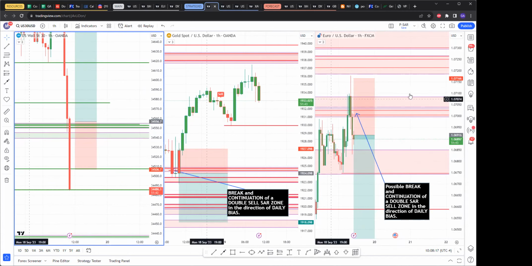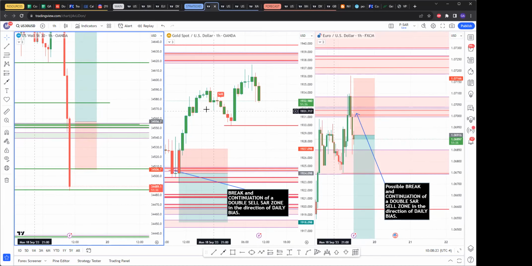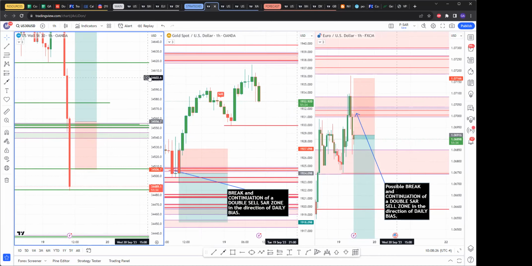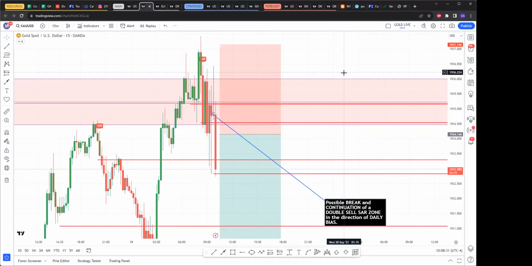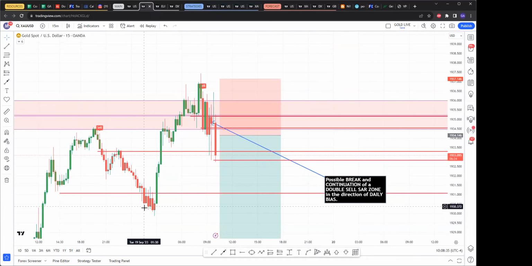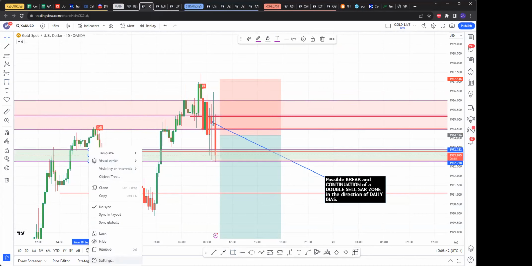EU is fluctuating in and out of profit, so just go ahead and monitor that trade. If EU comes back up, you can decide whether you want to add your remaining risk. But other than that, I don't see anything else. Gold is coming back down. The next spot for gold, you can see we have another double sell SAR zone right here.